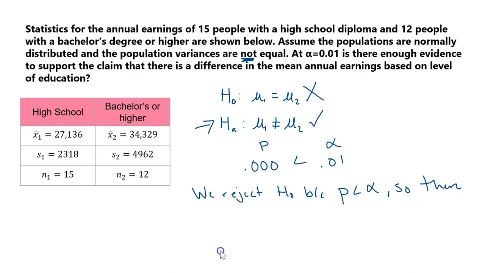Okay, so my conclusion sentence here would be we reject the null hypothesis because P is less than alpha. So there is enough evidence to support the claim, all right, that there is a difference in the mean annual earnings based on level of education. And we are all done.